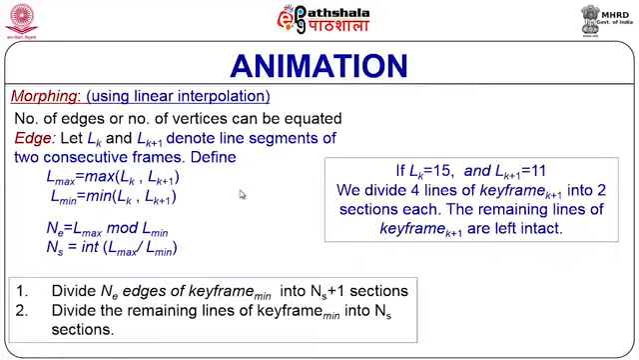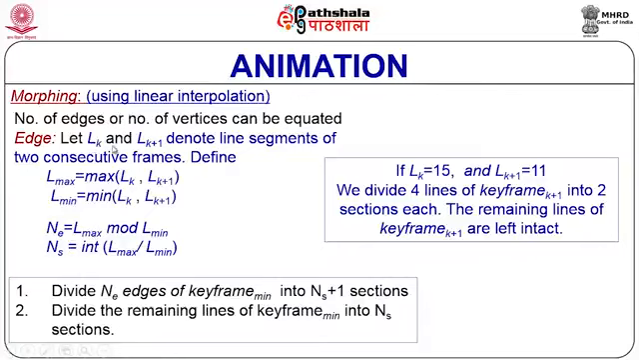Okay. So, the algorithm used is shown here. You can equate edges or you can equate vertices. You can follow either method while performing morphing. So, for the initial shape and the final shape, you can either compare the number of vertices and compensate for the number of vertices, or you can compare the number of edges and compensate for the number of edges. This method takes edges into account.